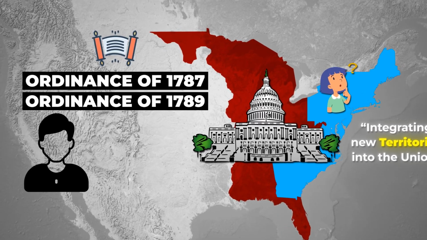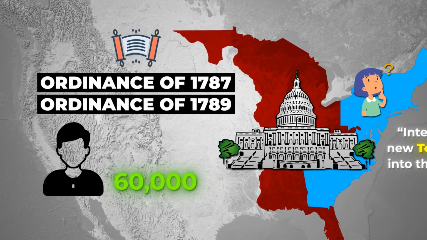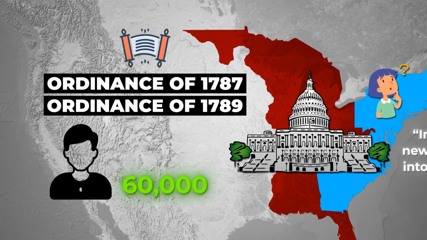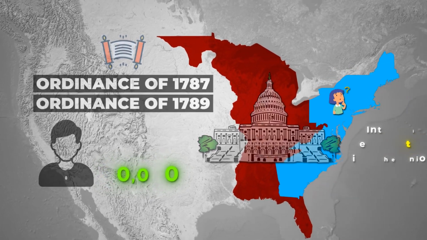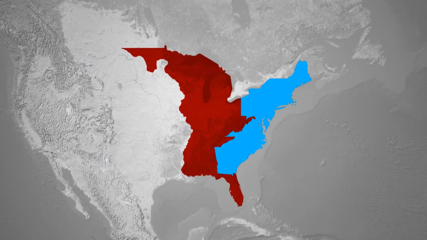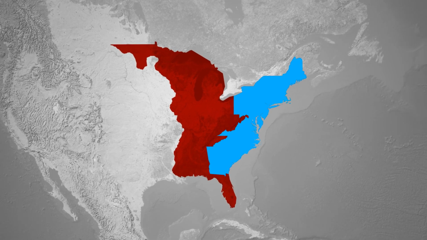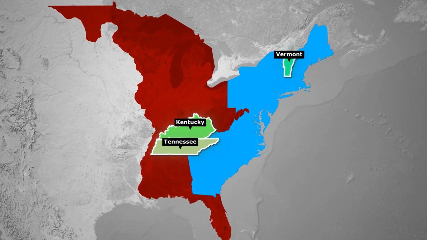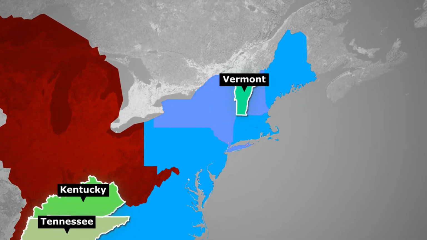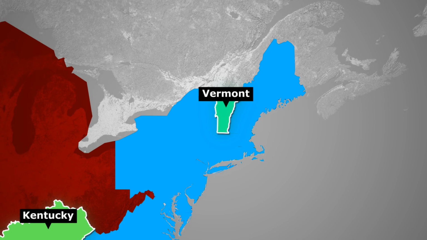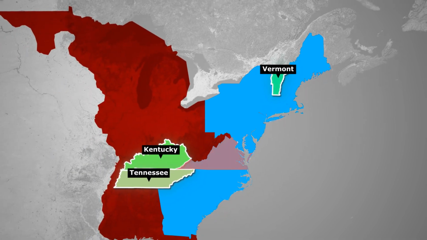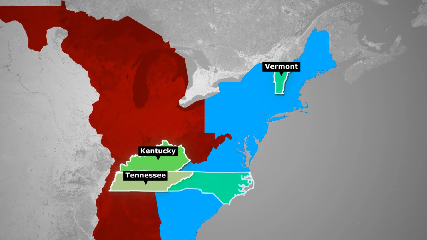Once a territory's population reached 60,000, it could elect a convention to draft a state constitution and apply for admission to the Union. Before the close of the 18th century, 3 new states joined the Union: Vermont, Kentucky, and Tennessee. Vermont was formed from territories in western New Hampshire and eastern New York, Kentucky separated from Virginia, and Tennessee emerged from lands originally part of North Carolina.